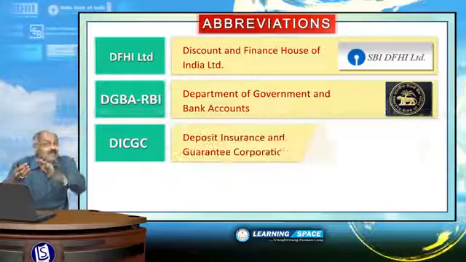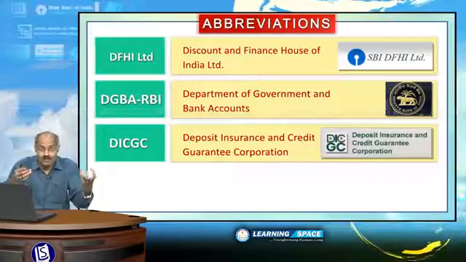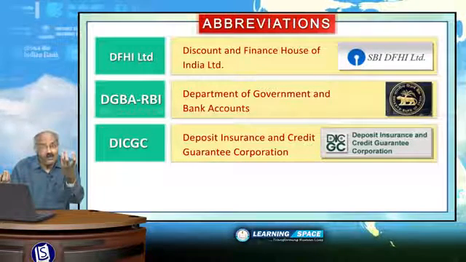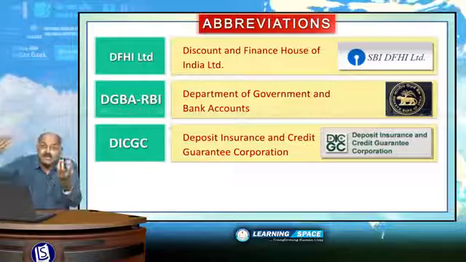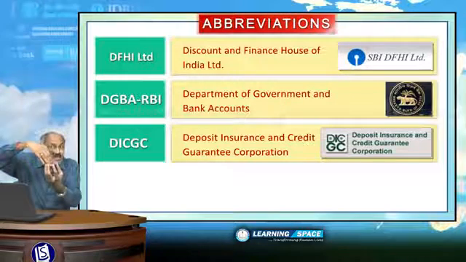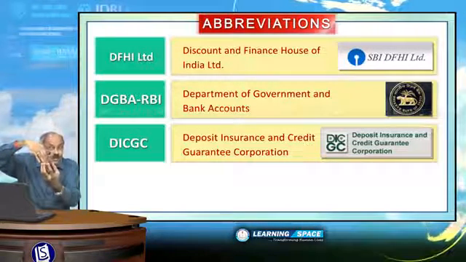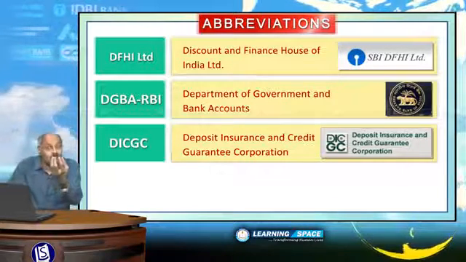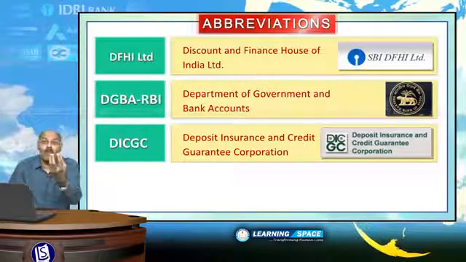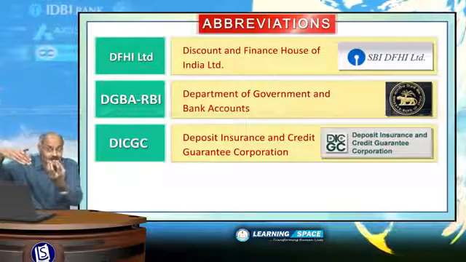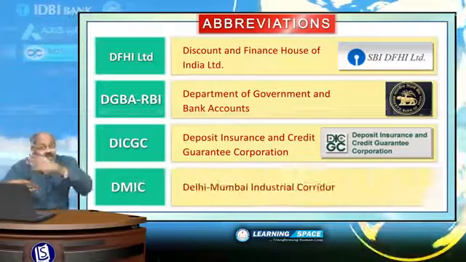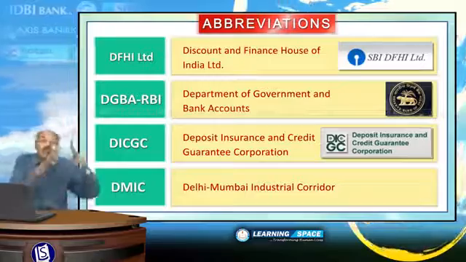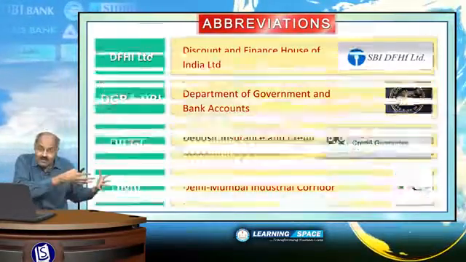DICGC, Deposit Insurance and Credit Guarantee Corporation. If a bank goes into liquidation, DICGC guarantees you a maximum payment of up to rupees 1 lakh, and the premium will be paid for this insurance by the respective banks. DMIC, Delhi Mumbai Industrial Corridor. Delhi Mumbai Industrial Corridor is coming up in the western part of the country, right?